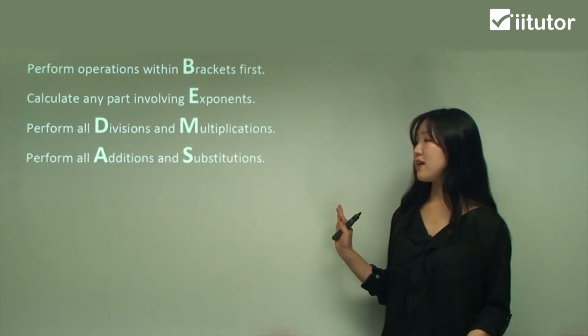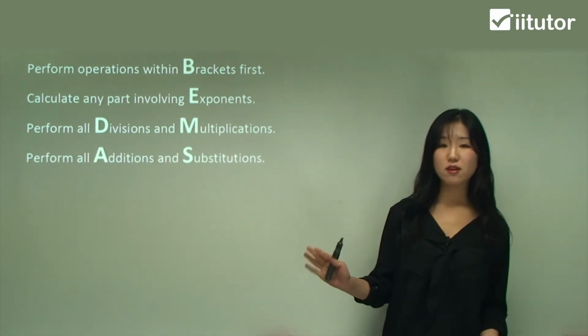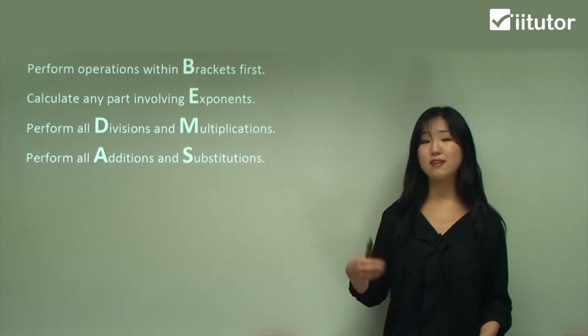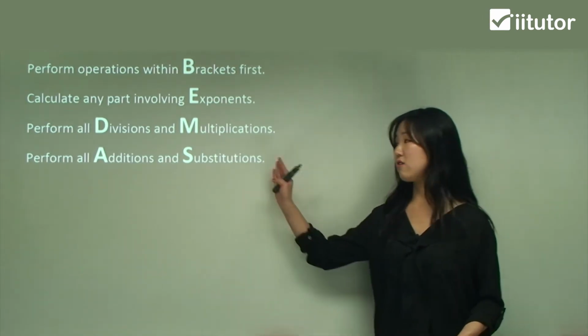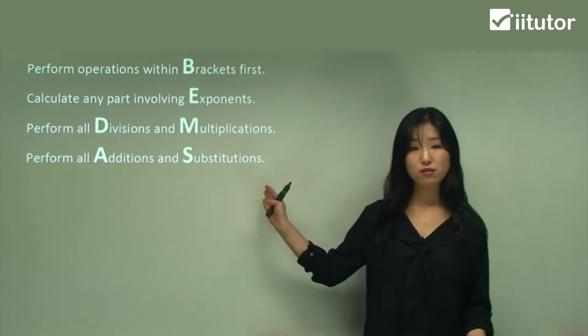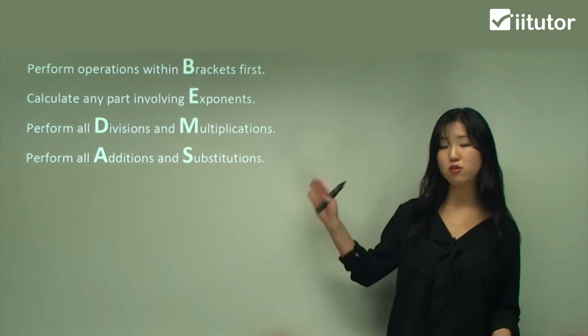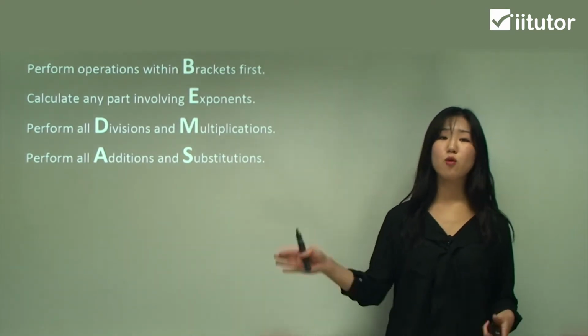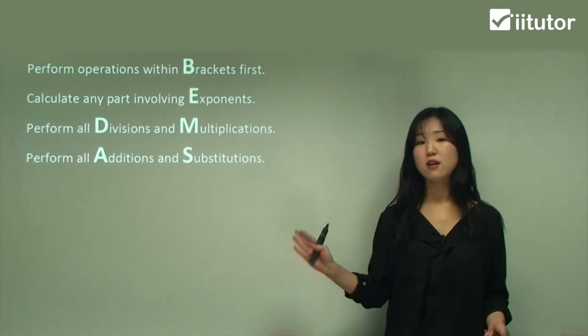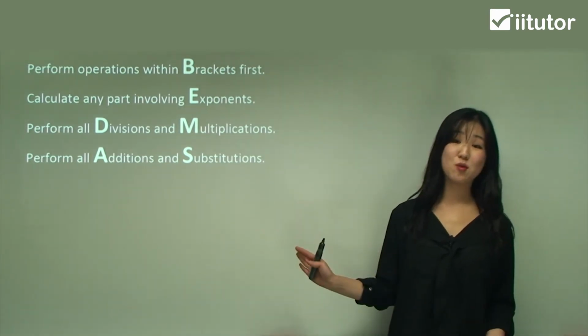And then the last one is additions and subtractions. So the very last thing you do is add and subtract. And again, it doesn't really matter which order. If there's both of them, you can do the subtraction first and then add, or you can do the addition first and then subtract. It doesn't really matter, but try to memorize it in this order.